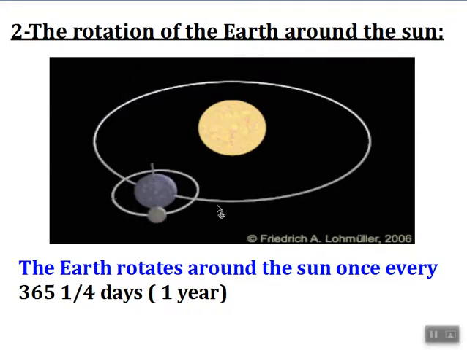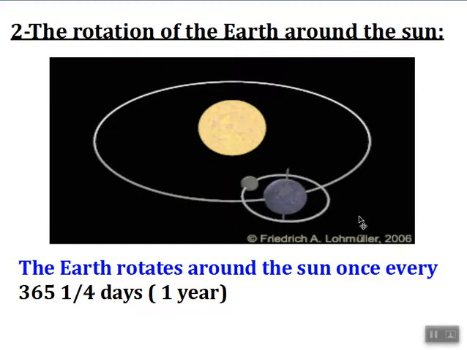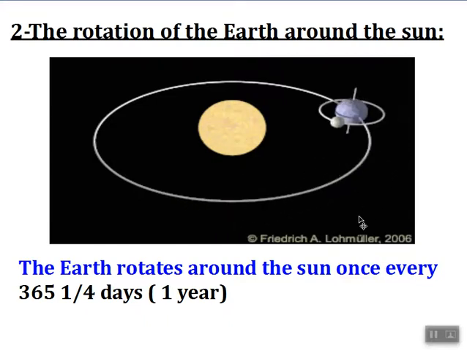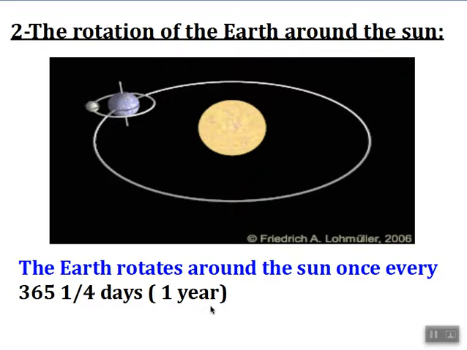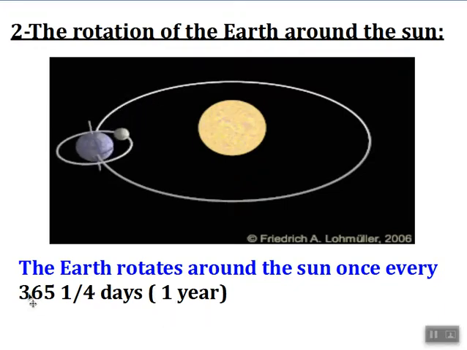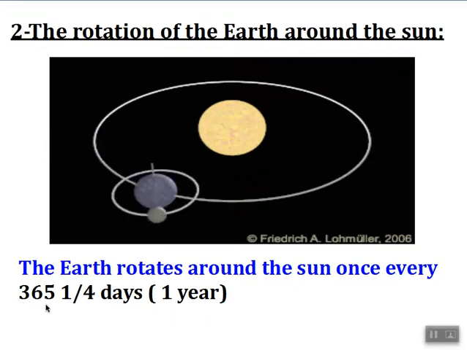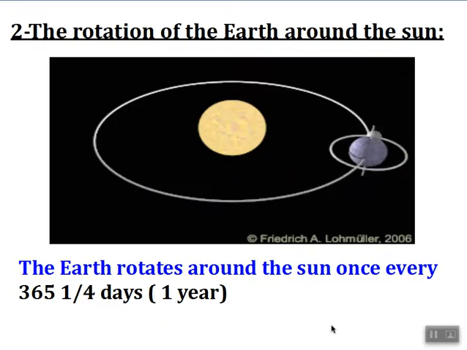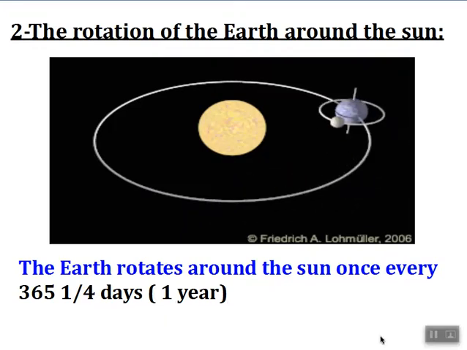But when the earth rotates around the sun, it's a very long journey. It takes much longer time. It takes a year. So the earth completes one revolution around the sun once every 1 year, or every 365 and quarter days. The 1 year consists of how many days?